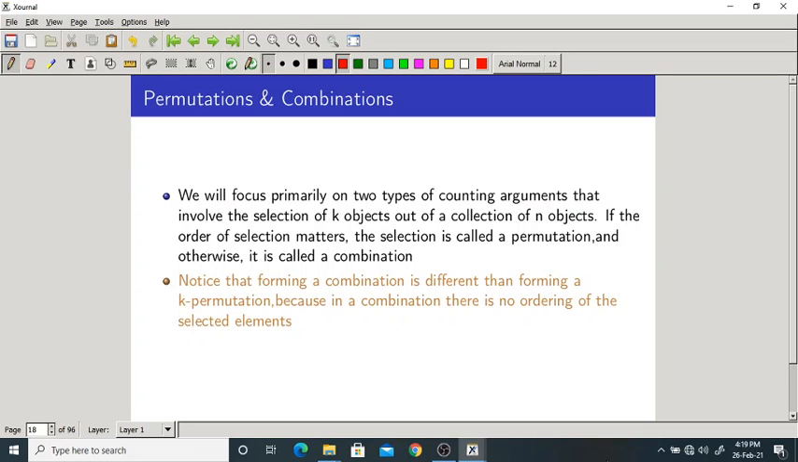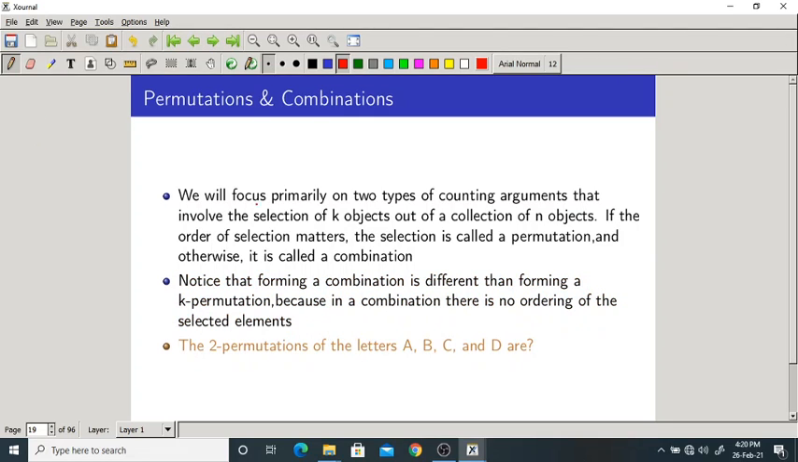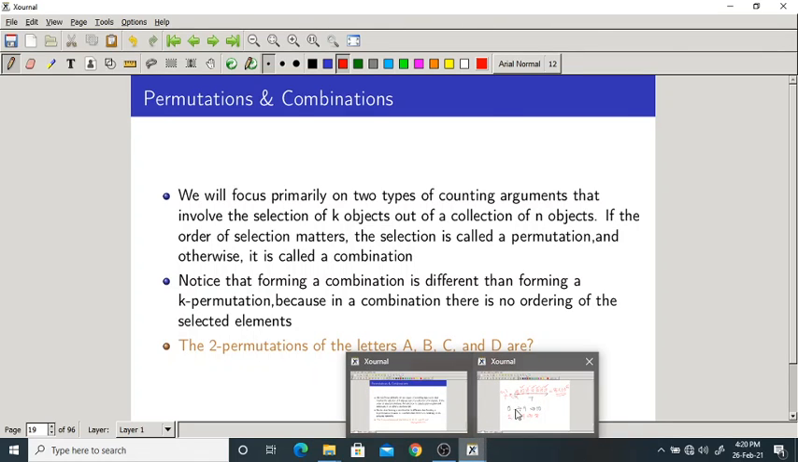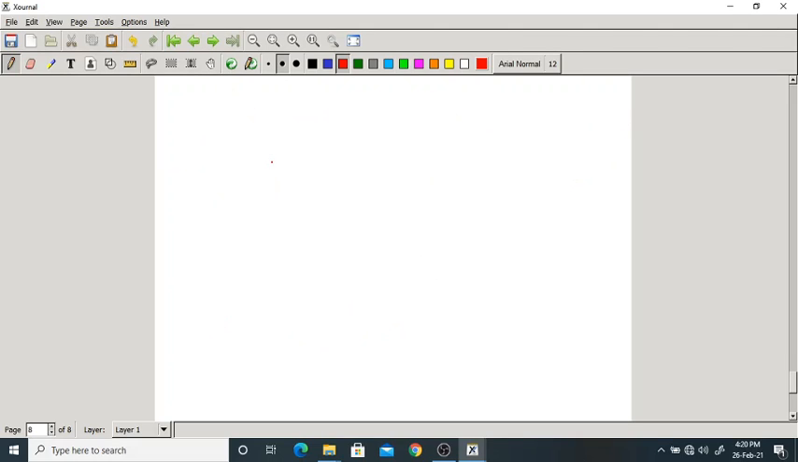Here this is very, very important. In permutations there is an order of the selection. In combination there is no order of the selection. Now, let me take a simple example: permutations of the letters A, B, C, D. There are 4 letters and you have to select 2 letters among them. How many different ways can you do so? Let me write all 4 letters: A, B, C, D. Now select 2 letters.